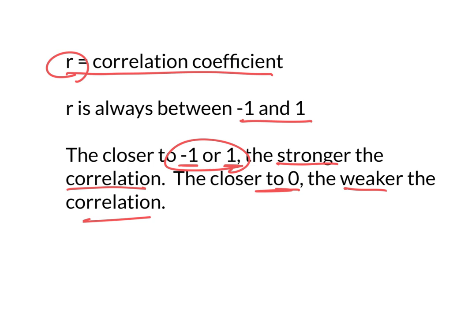So the closer to -1 or +1 for our R, and I'll teach you how to get the R tomorrow. We're going to do that on the calculator, and I can't really show you that on a video so well, so I'll show you that in class tomorrow. But we're looking for an R between -1 and +1, and the closer to -1 or +1 it is, the better or stronger the correlation.